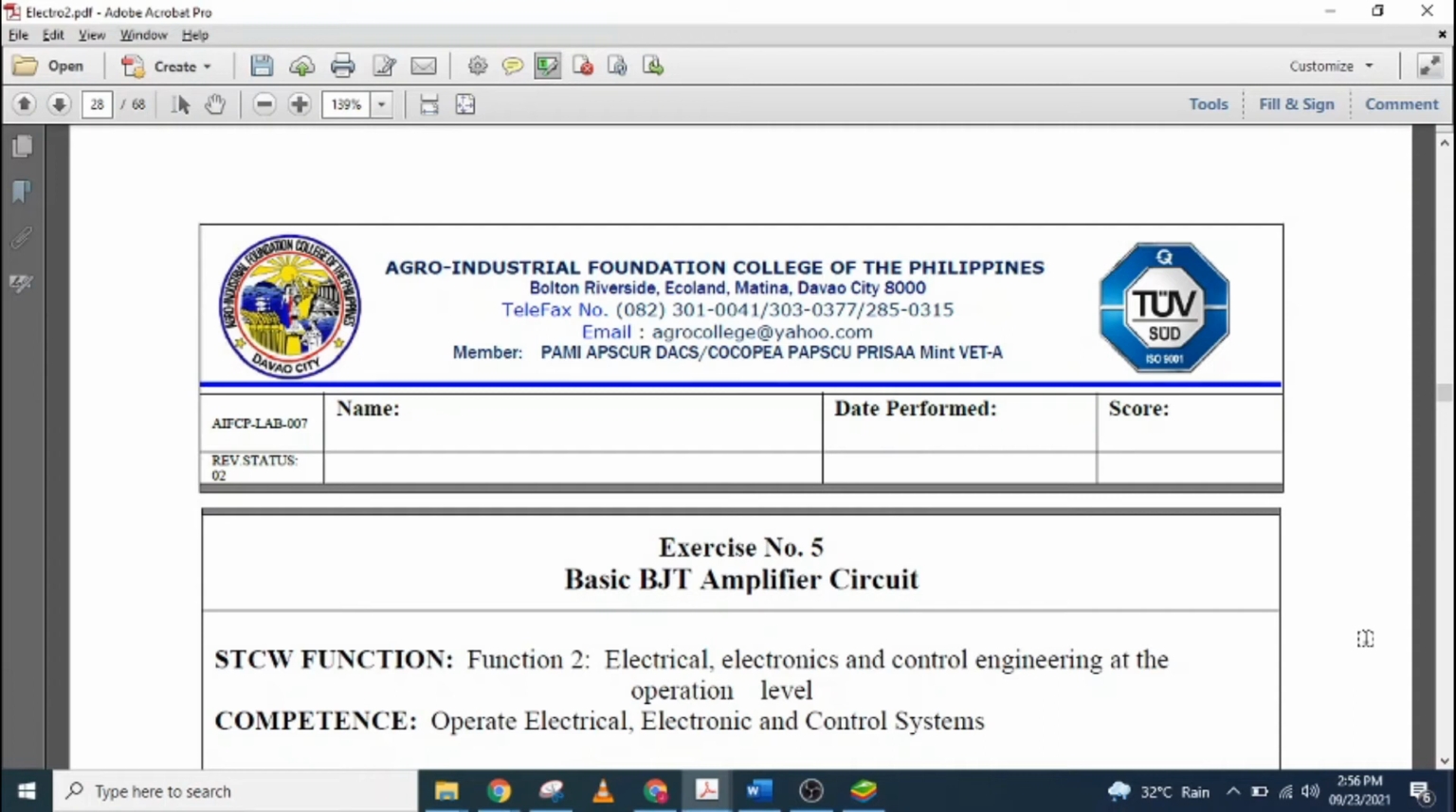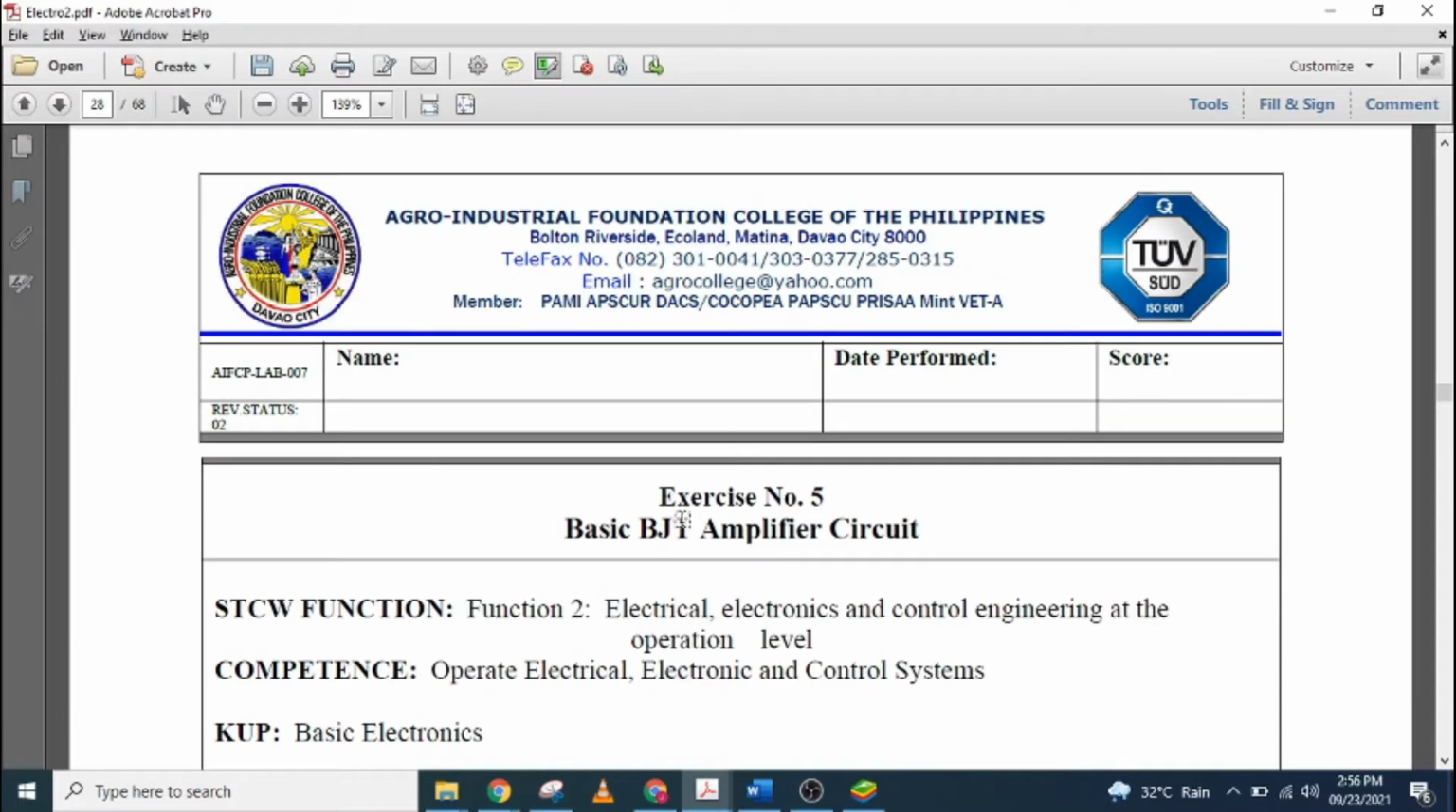Good afternoon and welcome to this session on how you will be able to fill up laboratory exercise number 5. The title of our laboratory activity is Basic BJT Amplifier Circuit. As we have discussed, the next semiconductor device that we will be focusing on is the bipolar junction transistor. This laboratory activity will be focusing on one functionality of our BJT, which is when it works as an amplifier.